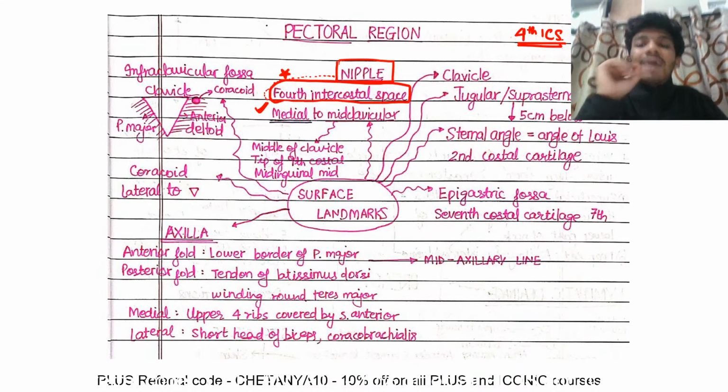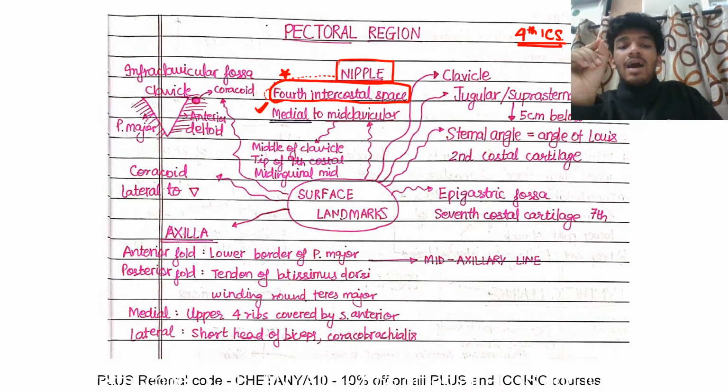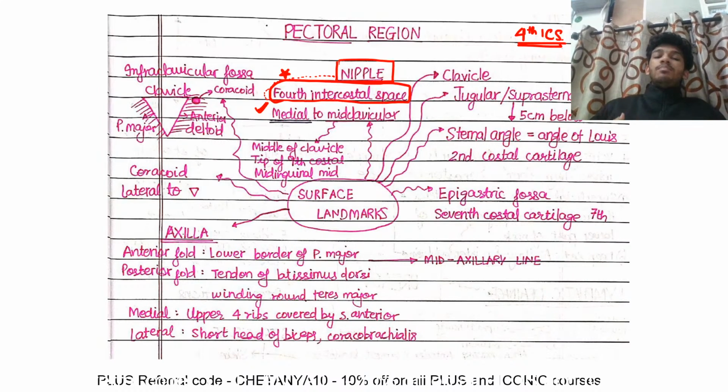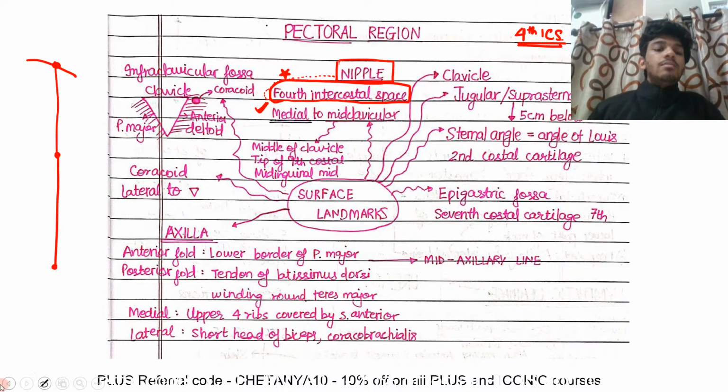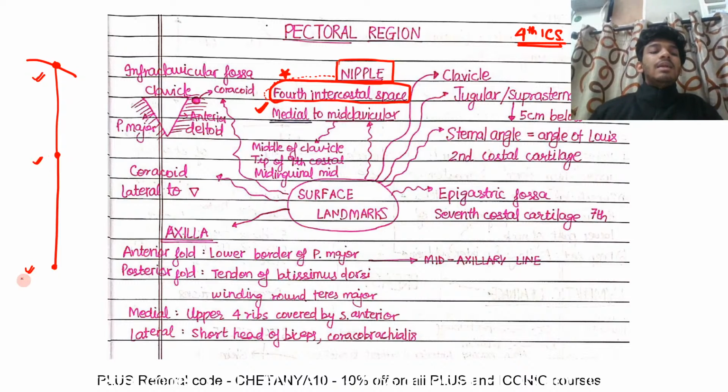All right. Now, what is the mid-clavicular line? The mid-clavicular line is a line that runs from the middle of the clavicle, passes through the tip of the ninth costal cartilage, and then it goes to the mid-inguinal region, right? So basically you have a midpoint of your inguinal ligament and you have a mid-inguinal point. So it goes till the mid-inguinal point. So basically it starts from the middle of your clavicle, then the tip of the ninth costal cartilage and the mid-inguinal point, right? So these are the three surface landmarks that will be covered by the mid-clavicular line.